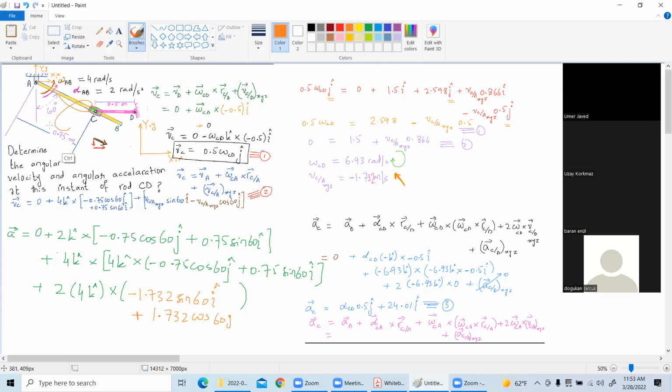Yeah, because this is 60. So this velocity will have a cosine component in this direction, and it will have a sine component in this direction. So sine component will be I, and cosine component will be J. Any response? Okay.